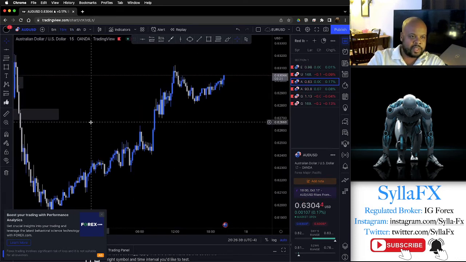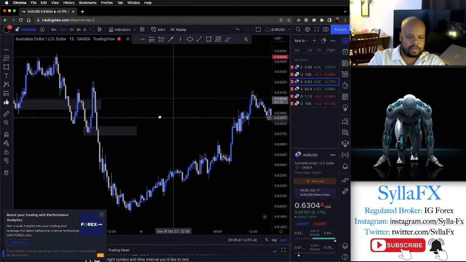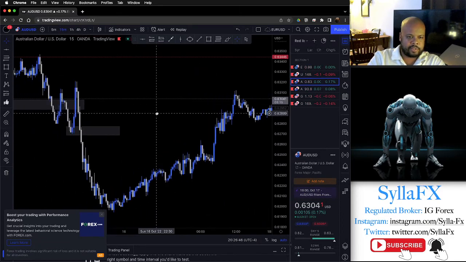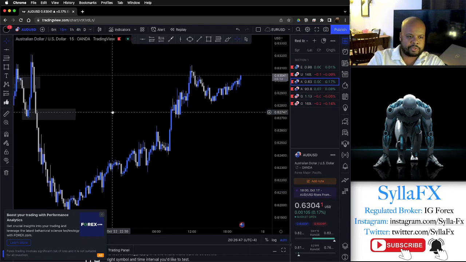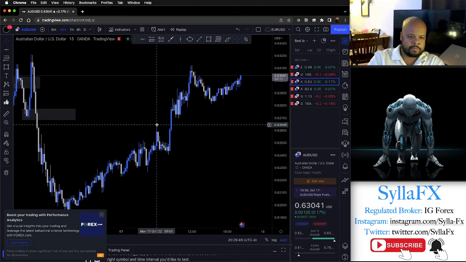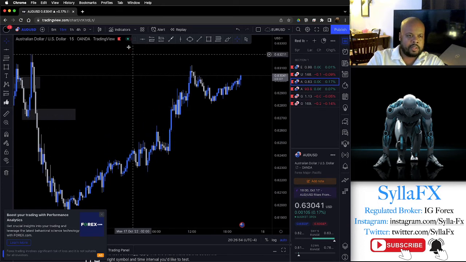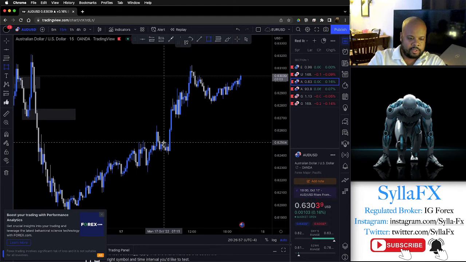So down to the 15-minute chart on the Aussie dollar. Let's see what we've got. Upward movement. Nothing really clear. We're not at a major support or resistance level as of yet. Got some nice buys coming in here. This would actually have been the zone that I would have marked up if I was watching it. And this was this morning right before New York session opened.